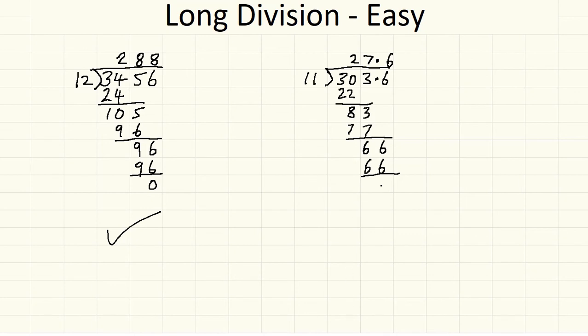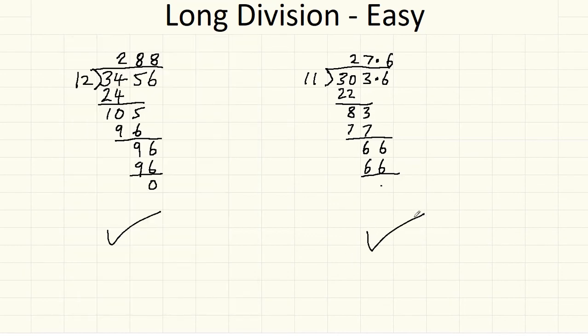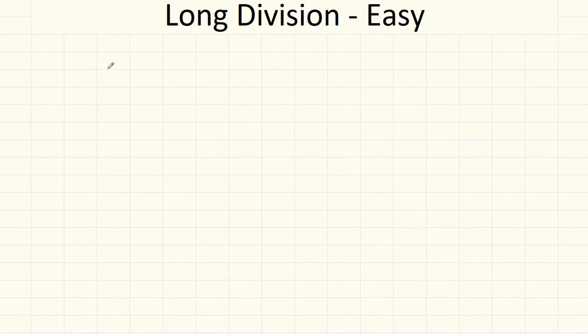Again, let's just check that with the calculator. We have 303.6 divided by 11 equals 27.6. So again, that is correct. And we've got the decimal point in exactly the right place. Okay, let's try a harder one. Let's try 7 into 4813.